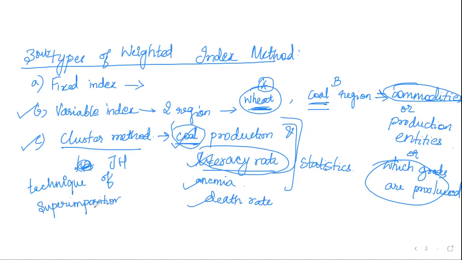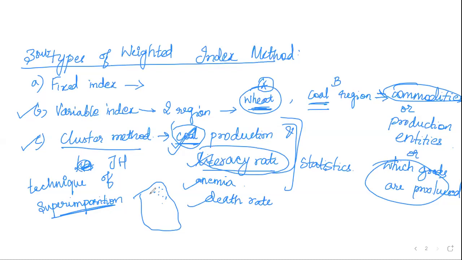I will use the technique of superimposition, and I will plot the maps in the same map. That is, I will take the Jharkhand map. In the same map, I will plot the coal production where it is higher. Suppose coal production is higher here. I will plot the coal production map. I will plot the literacy map. I will plot the anemia map. And it is a cluster method.